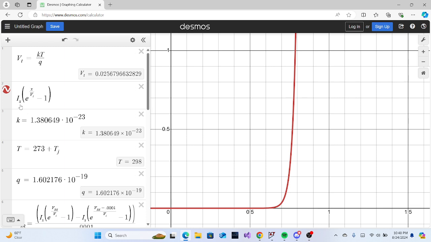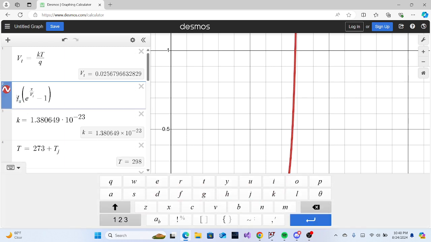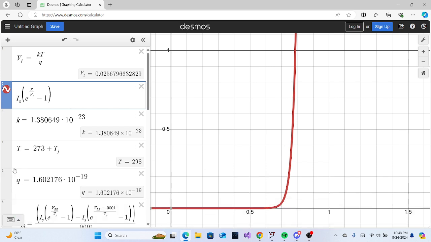So what this equation says is IS here is something called reverse saturation current, and it's essentially how much current will flow through the PN junction when it's reverse biased. So it's a very, very small number. It's usually in the nano or microamps, and with small transistors, it can even be in the femtoamps, which is one order of magnitude below pico.